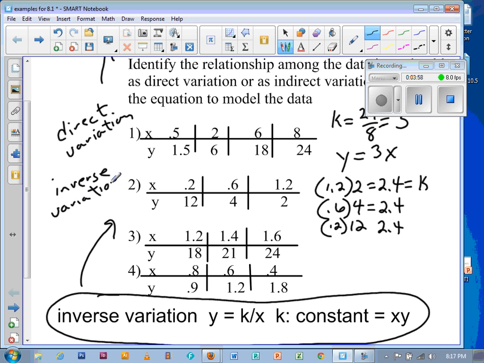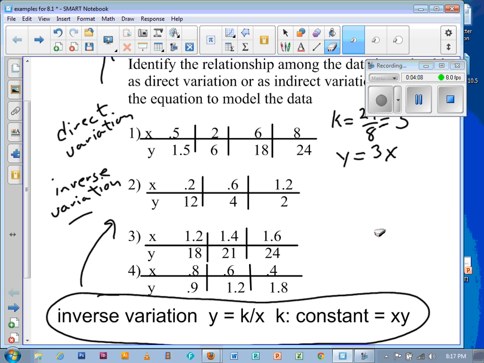And the equation that would represent this inverse variation is y equals, let's see, I'm going to erase this. Now that we know the constant is always going to be 2.4, we will simply write out the general form of inverse variation, which is down here, but you're going to replace k with that 2.4. This is the equation of this graph that has inverse variation.